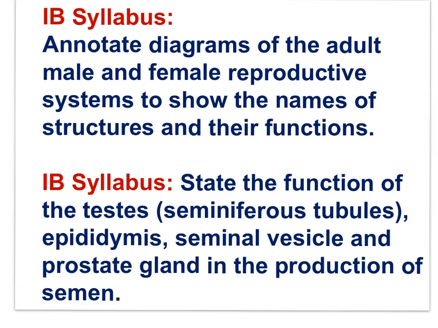Here are the first 2 IB syllabus statements of importance. Annotate diagrams of the adult male and female reproductive systems to show the names of structures and their functions. State the function of the testes, epididymis, seminal vesicle, and prostate gland in the production of semen. I think it's clear that this movie will have its focus on male anatomy and physiology.